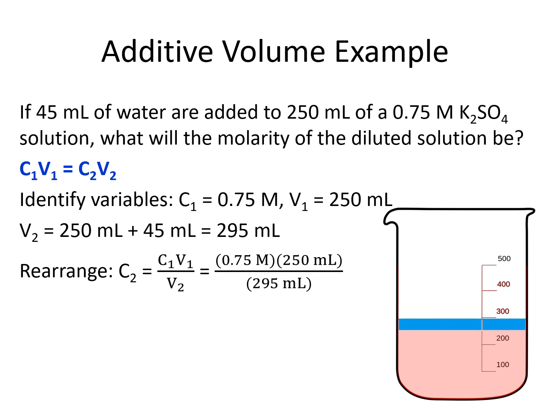Our rearrangement of the dilution equation that gets C2 by itself on one side of the equal sign is C2 equals C1V1 divided by V2. We can plug in all our variables and solve to come out with 0.64 molar as the molarity of the diluted solution.